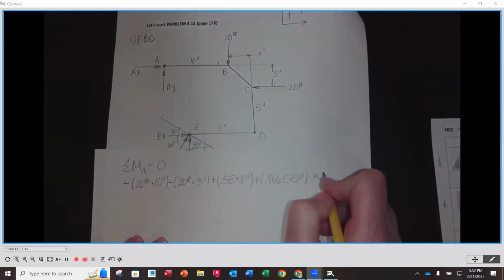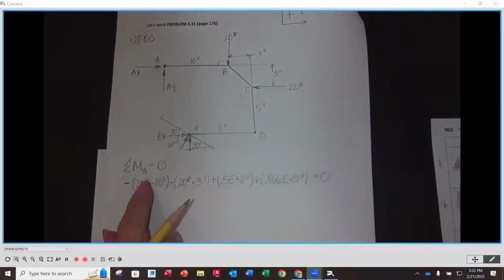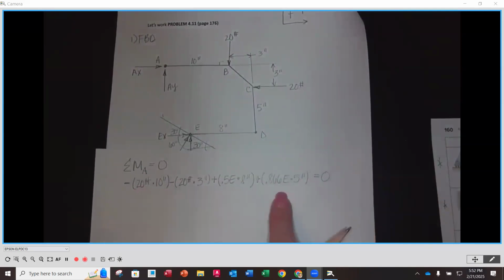So we're going to now set this equal to 0. Make sure you do that. Remember, this is an equation of equilibrium. The left side is summing the moments and the right-hand side is setting it equal to 0.